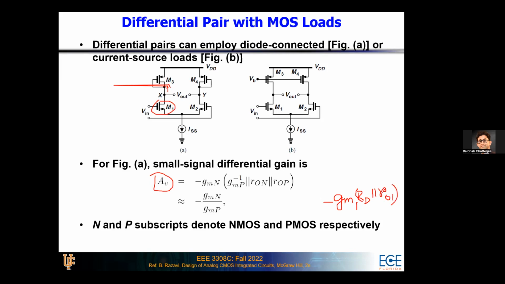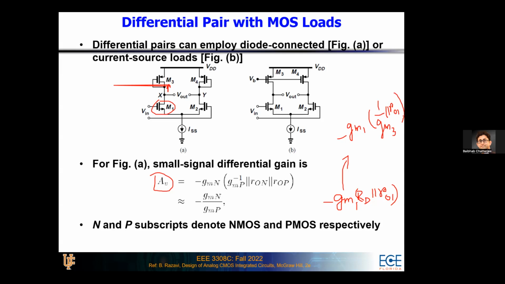But since RO1 is much, much larger than RD in this scenario, it's okay to assume that the gain is just GM1 times RD. Why am I saying that RO1 is much, much larger than RD? Because the value of RD is 1 upon GM. That's the resistance looking into the diode connected MOSFET. So what you really have is basically minus of GM1 times 1 upon GM3 in parallel with RO1.